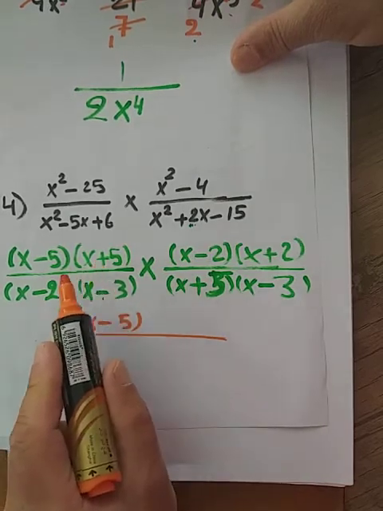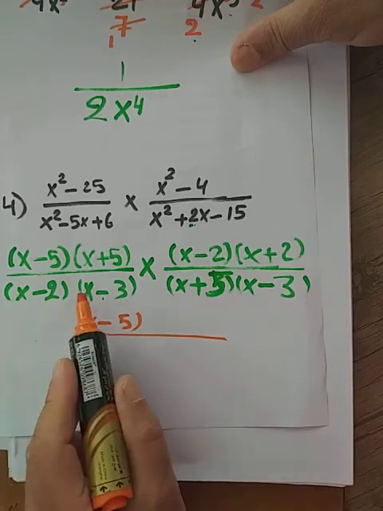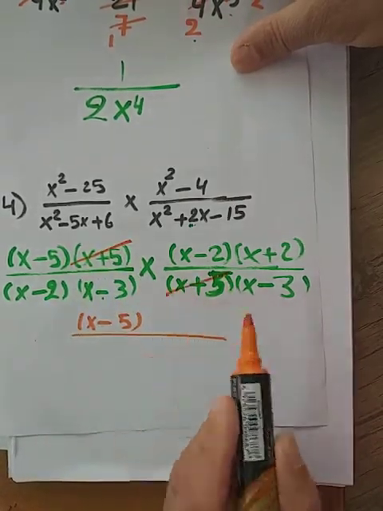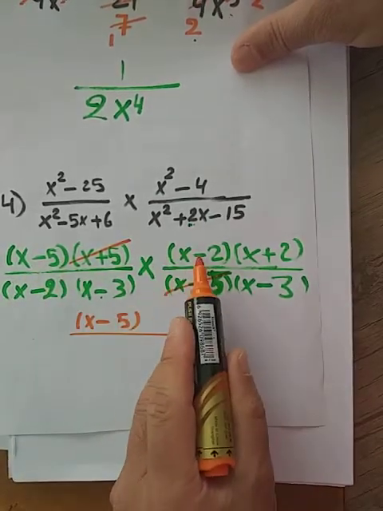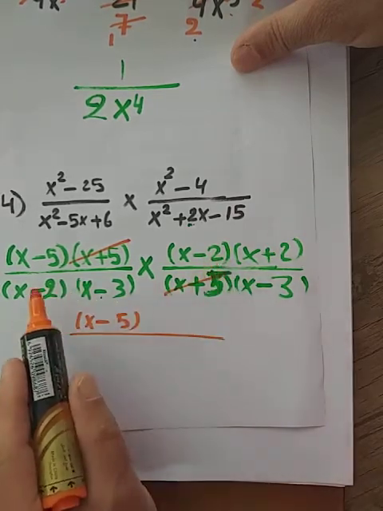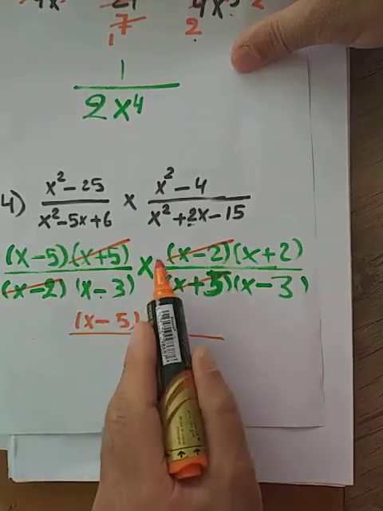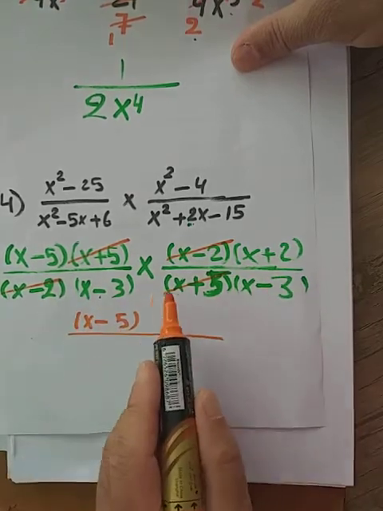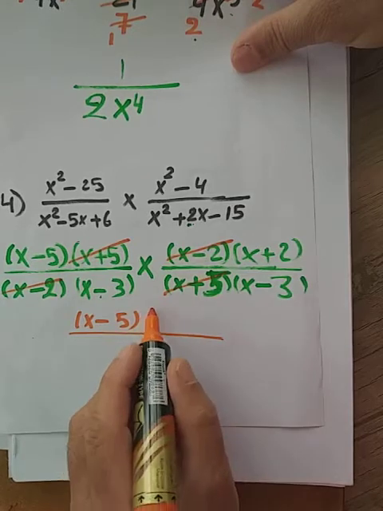X plus 5. Do you have x plus 5 in the denominator? Yes. Cancelling. After this one, from left to right, x minus 2. Do you have x minus 2 in the denominator? Yes. Cancel it. What do you have as remainder? X plus 2. Do you have x plus 2 in the denominator? No. Then write it down.